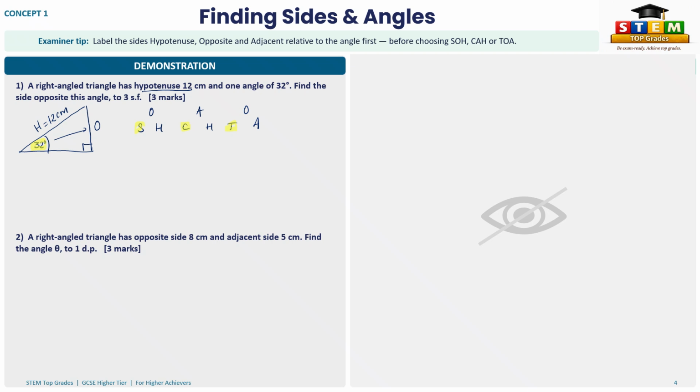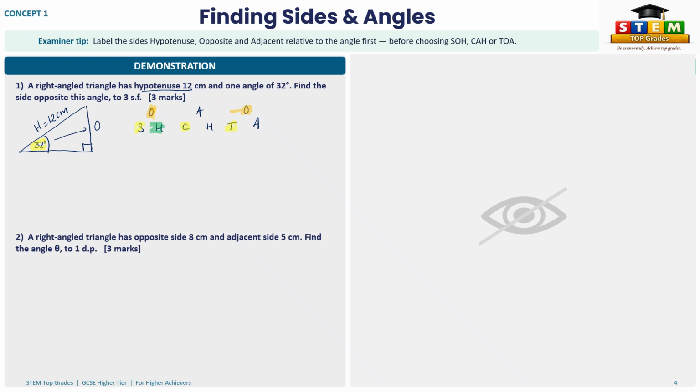Then you see that you have also been given the hypotenuse. So we can highlight the hypotenuse in SOH and the hypotenuse in CAH. Next, we're going to be highlighting the opposite. So the opposite is given as O. Therefore, let's highlight O wherever we can see O. As you can see, the only formula that we can pick is SOH.